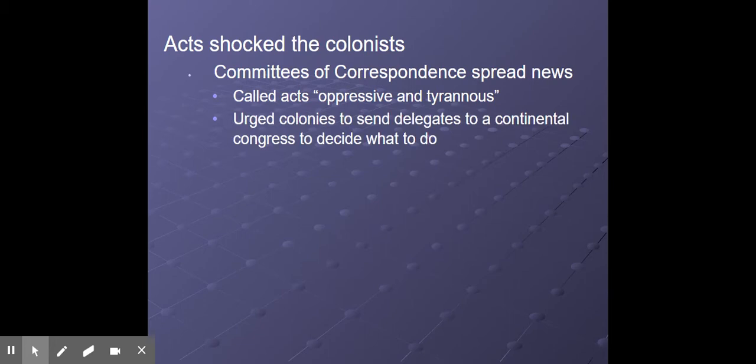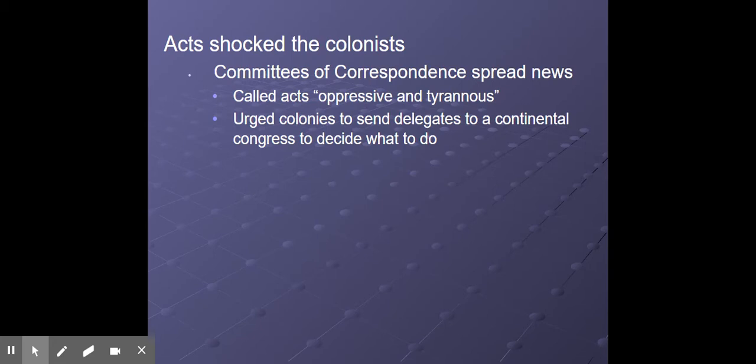Okay. Now, those committees of correspondence that have been founded, they're going to start spreading the news. Okay. They're the ones that call these acts oppressive and tyrannous. The British government is acting like a tyrant. And they urge colonies to meet together at a continental congress and decide what to do. The committees of correspondence are good about spreading news, but they are not working together. And they urge the colonies, hey, you need to send representatives to some meeting, and that meeting needs to decide what we're going to do next and where we're going to go from here.